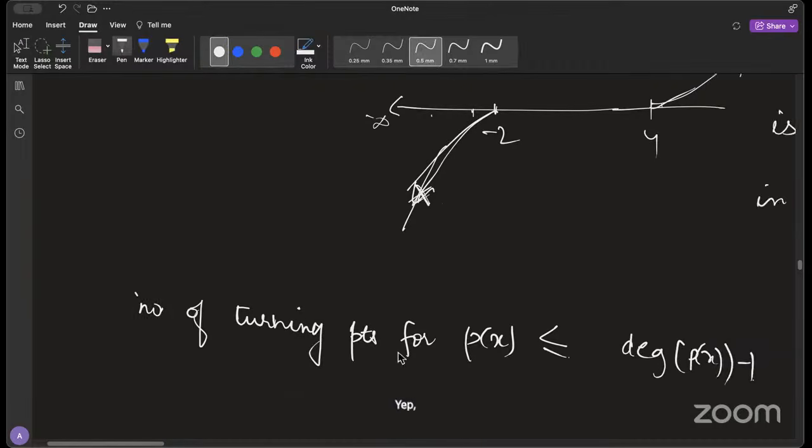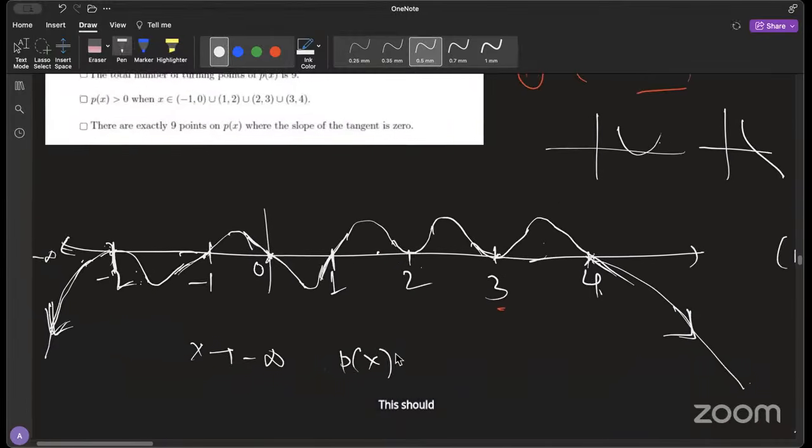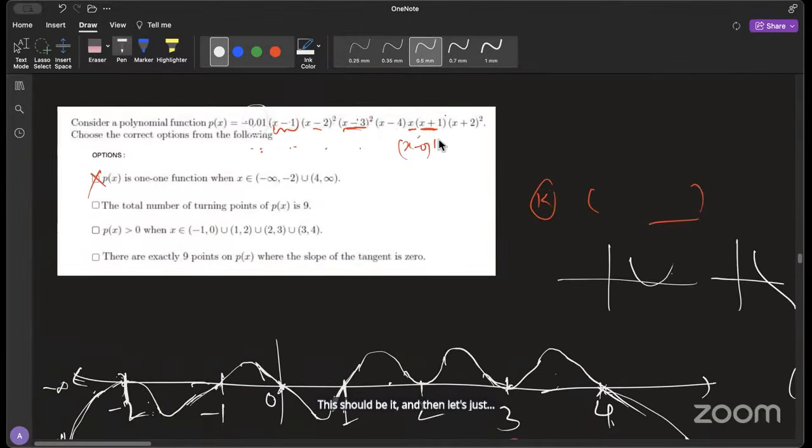Yeah, so this should be it. And then, that means the maximum number of turning points this can have is 9. So let's count the number of turning points that this graph has. This might not be the exact graph, as we've discussed that this could be this, right? Or in any other places, this could be possible, right? This same can happen here or here or here. We're not sure yet because we've not used any information to find these turning points.